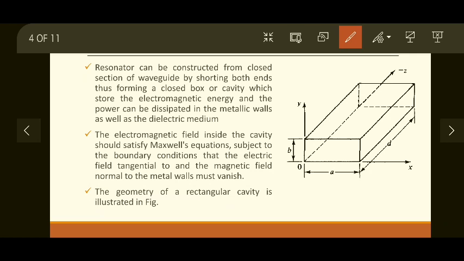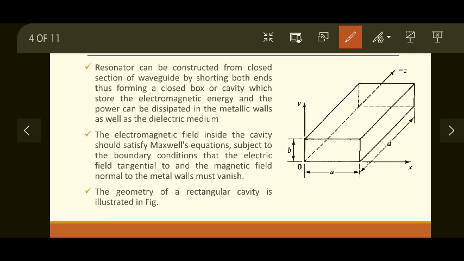The electromagnetic field inside the cavity, as in the case of waveguide, should satisfy Maxwell's equations subject to the boundary conditions that electric field tangential to and magnetic field normal to metallic walls must vanish. So what's the meaning of this statement? Inside this particular cavity, whatever electric and magnetic fields are generated, they should satisfy Maxwell's equations. That is also applicable in case of waveguides.